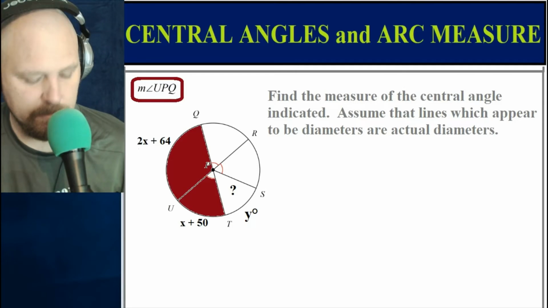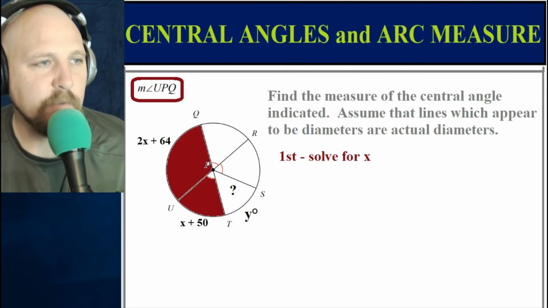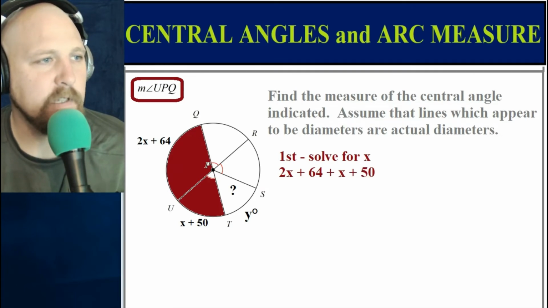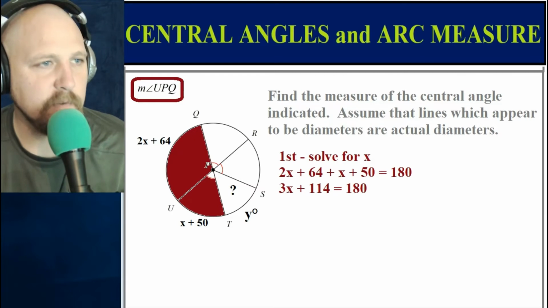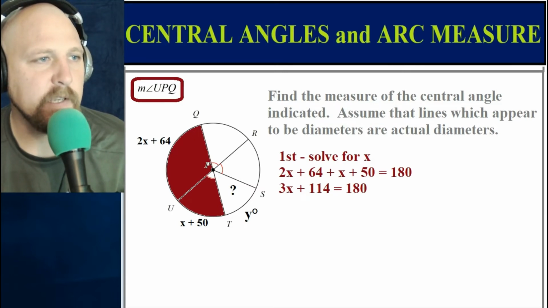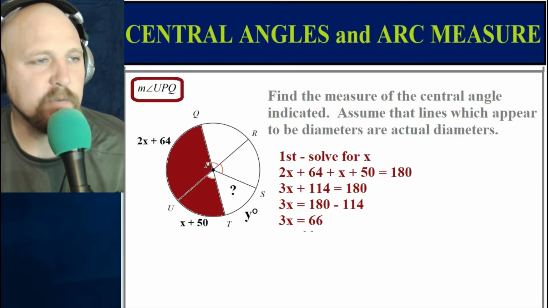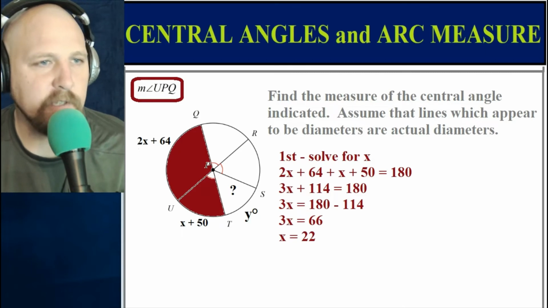Okay, so first thing we got to do is solve for x, and then we have to substitute the x. So those two maroon or burgundy sections there, we have 2x plus 64. We're going to add to that x plus 50, and because QT is a diameter, it equals 180 degrees. Combine like terms, or simplify the left side to be 3x plus 114 equals 180. Subtract 114 from that 180, and then simplify. You get 3x equals 66, which means x equals 22.